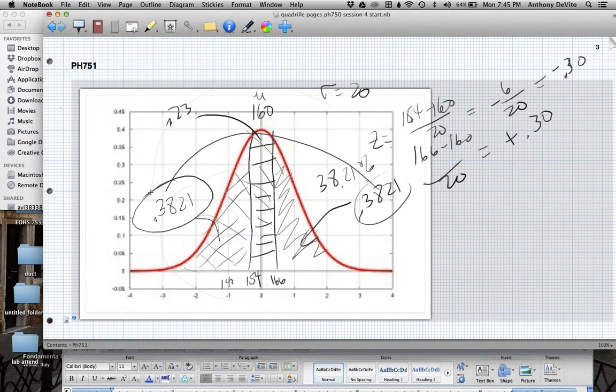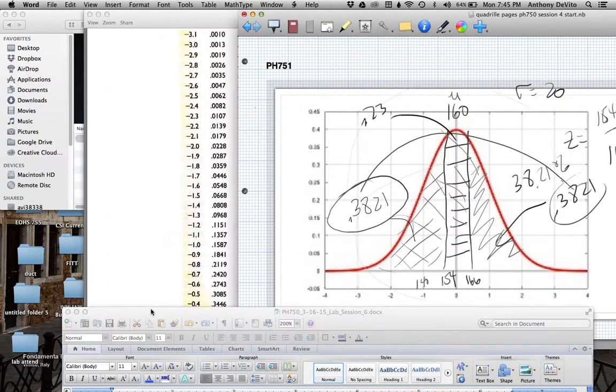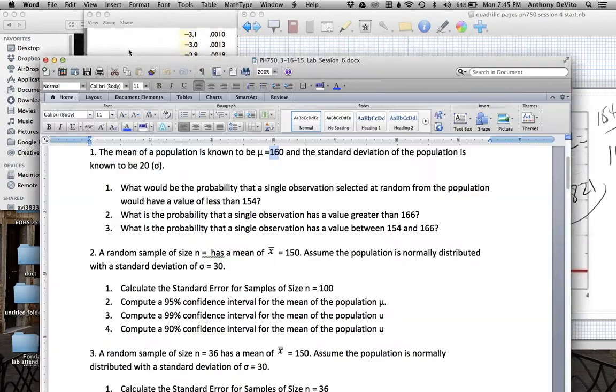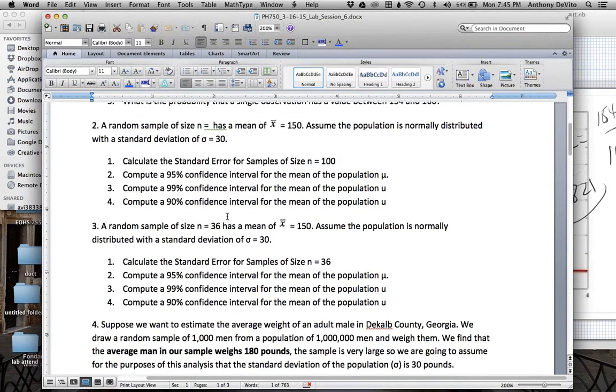So that's just an exercise in working with the population. Now we're going to move on and work with samples. A random sample of size n has a mean of 150. Assume the population is normally distributed. It doesn't have to be perfectly normally distributed, but we've got that little extra. The population standard deviation, sigma, is 130. That's important. I know the population standard deviation. Calculate the standard error for sample size equal to 100.